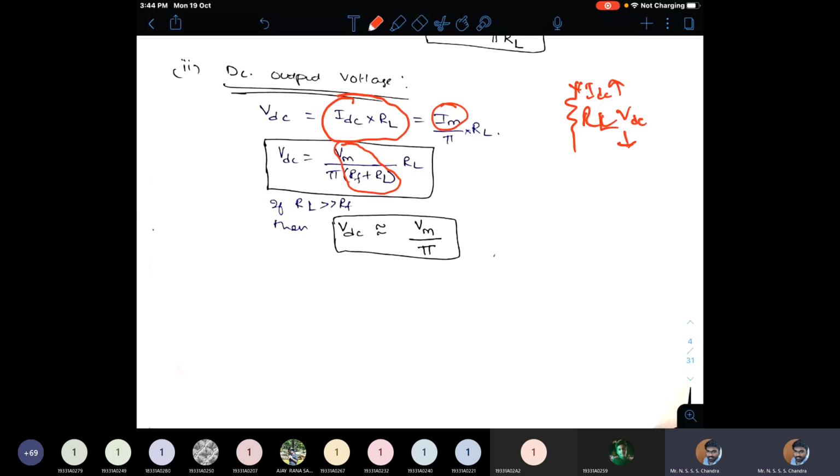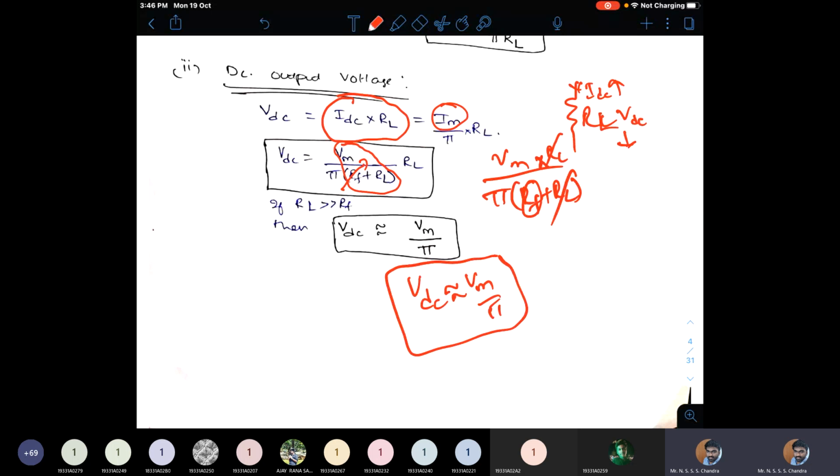Again, if I neglect the RF value, RF is nearly equal to 0. If I neglect that, RL gets cancelled, so it will be left with Vm by pi. So VDC will be nearly equal to Vm by pi, or 0.318 Vm. Okay, so we have found out your DC current and DC voltage.